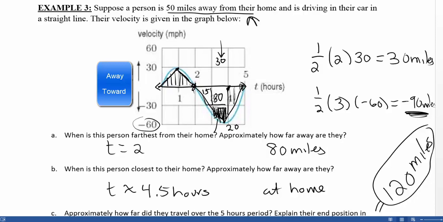So if that's the question, I need to make sure that I'm counting that negative 90 miles as positive because I want to talk about the total miles traveled. So I have to take the absolute value in that case. If the question is how far are they from home at the end of the 5-hour period, then we would be 10 miles in the opposite direction than where we started because we would count that 90 as negative. But here, since we're talking about total travel, we want to count it as positive.